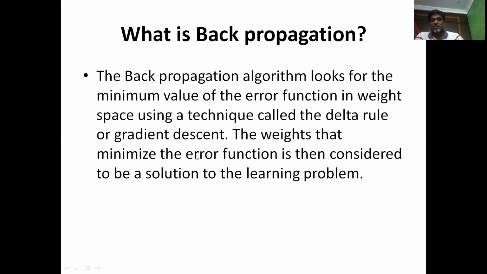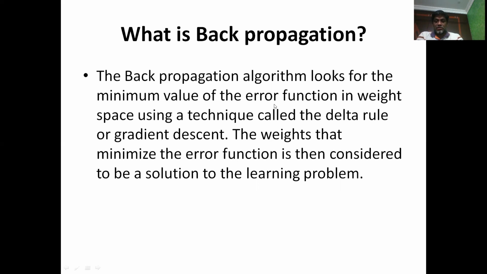The weights that minimize the error function are then considered to be a solution of the learning problem. That means whenever we get some weights that minimize the error function, you cannot go beyond this error. You cannot get anything less than this error. Then we say that the weights calculated by the model are the final weights of the neural network.